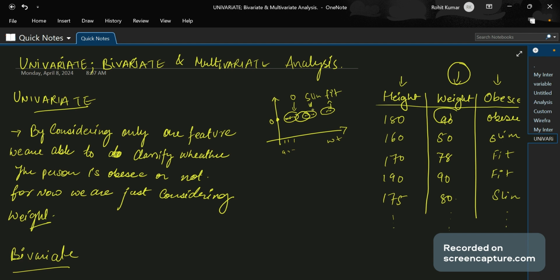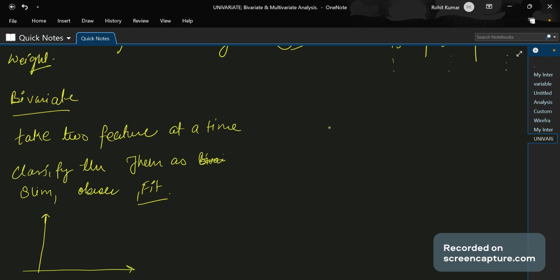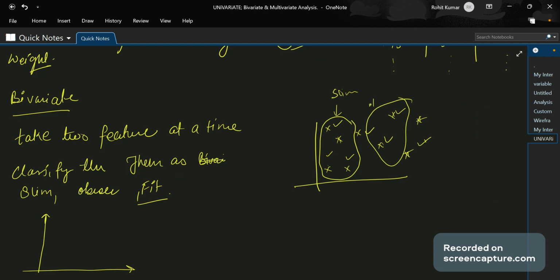So for that matter, we need another feature, so we will consider the height feature. So now we are considering two features. We will say that this is bivariate because these are two variables, or two features. If we consider two features at a time, and based on that we are judging the output, it will classify the data. It will form some segments like this, some weight will be like this, and it will form something like this. Based on this, it will do the analysis again, and say this person is slim, fat, and obese.